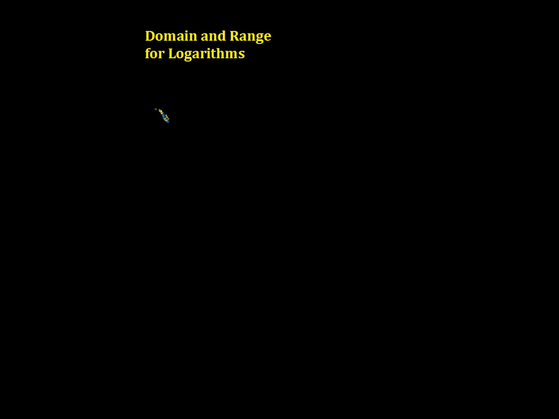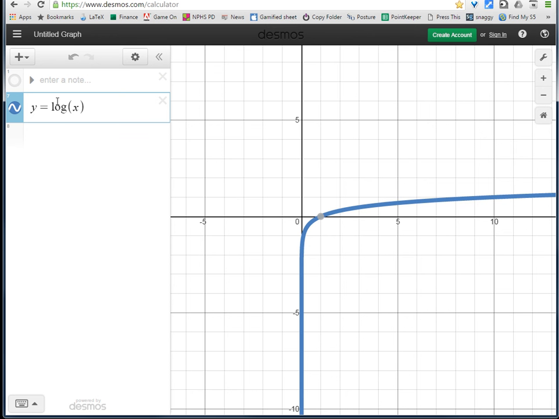Since we now have some kind of understanding of how to graph a logarithm, we should probably discuss domain and range. This is a topic that we cannot escape, and the best way to do it is by looking at Desmos. So I'm going to remind you that the graph of a log, y equals log of x, looks like this.